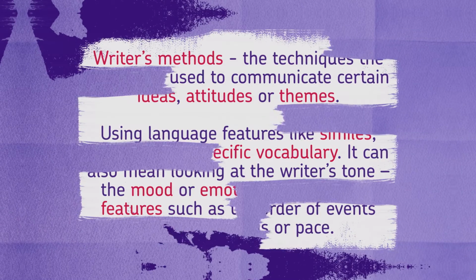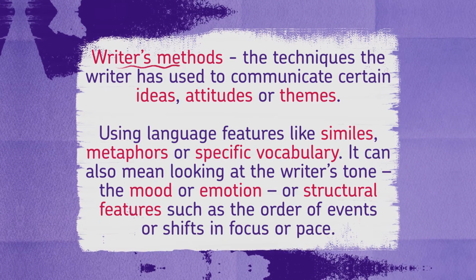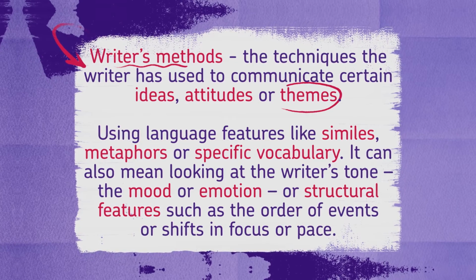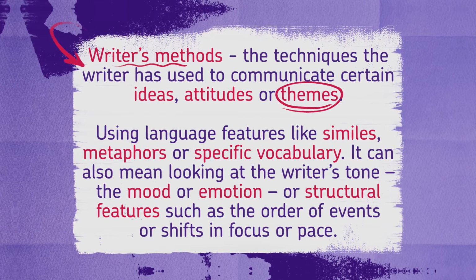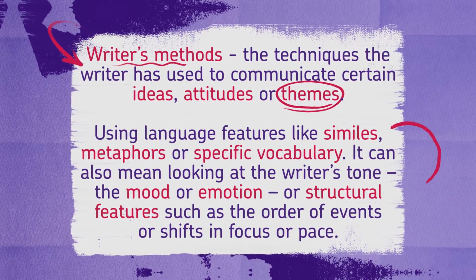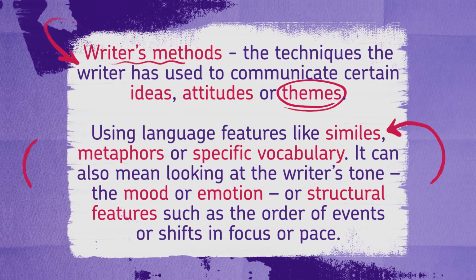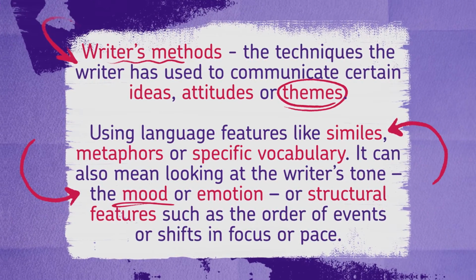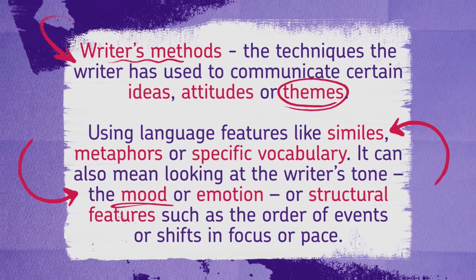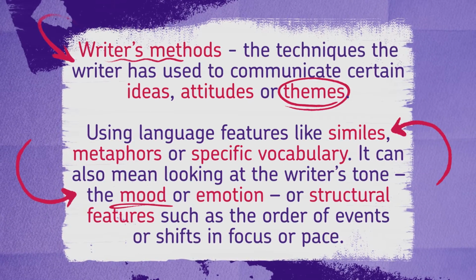In this part of your answer, you'll probably only be referring to different parts of this text. Any quotes that you add will likely come when talking about the methods that the writer uses, and also why the writer uses them. When we talk about writers' methods, we mean the techniques the writer has used to communicate certain ideas, attitudes, or themes. This can be done using language features like similes, metaphors, or specific vocabulary. However, it can also mean looking at the writer's tone, the mood or emotion, or structural features such as the order of events or shifts in focus or pace.